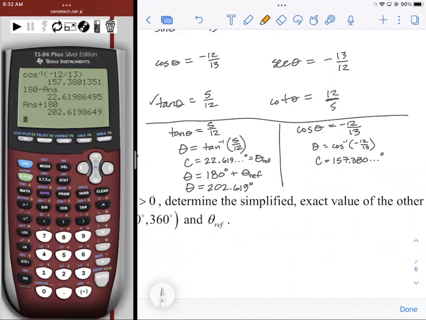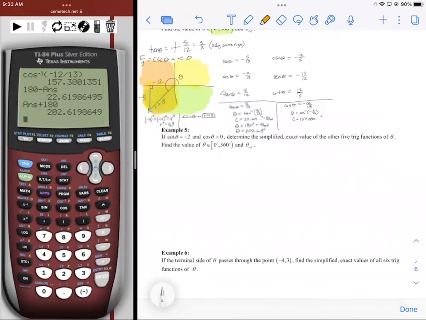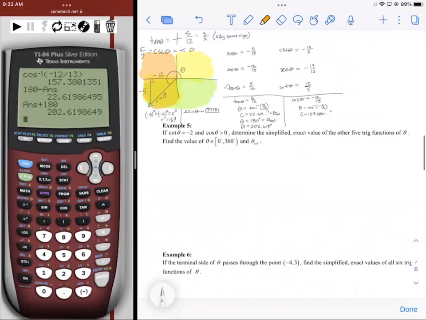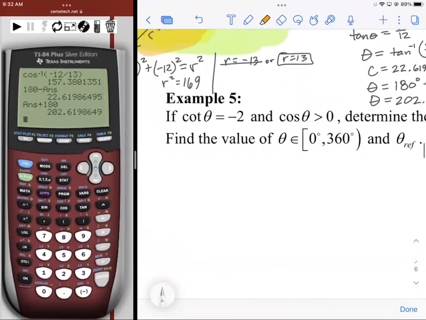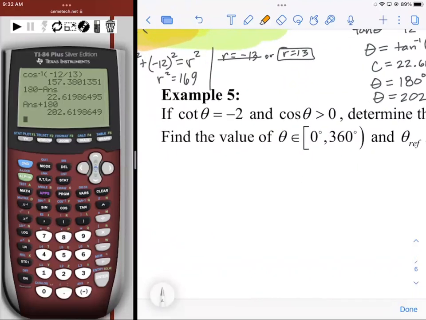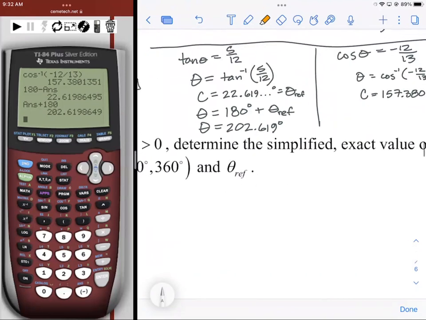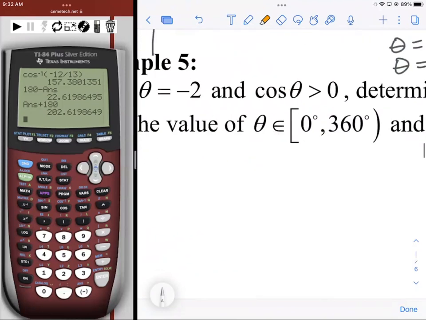All right, how much time? Oh, we got time. Let's do this last one here. So example 5. We'll do example 5, and then tomorrow we'll quiz over one problem like this. Yeah? Pretty good? Okay. Let's see if we can do this one relatively quickly. If cotangent is -2 and cosine is positive, same question. And we're between 0 and 360.